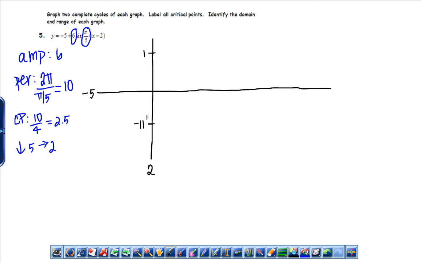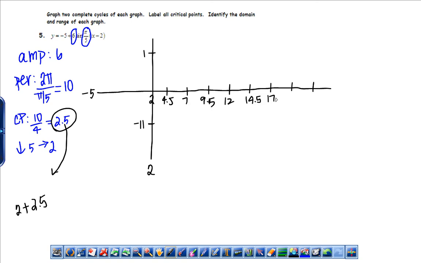So here is my point. This is my new sinusoidal axis. Okay, now from here, I'm going to make some tick marks. And I'm going to try to make them as even, and I'm going to try to do 2 cycles. Okay, if this is a positive 2, I'm going to take 2, and I'm going to add a critical point of 2.5. That's my next critical point. So if this is 2 right here, my next critical point would be 4.5. And I'm going to keep adding 2.5 each time. Okay, and I'm going to stop because I'm not sure how many critical points I need.